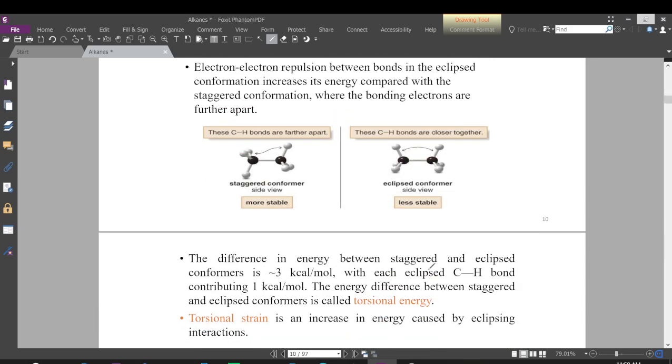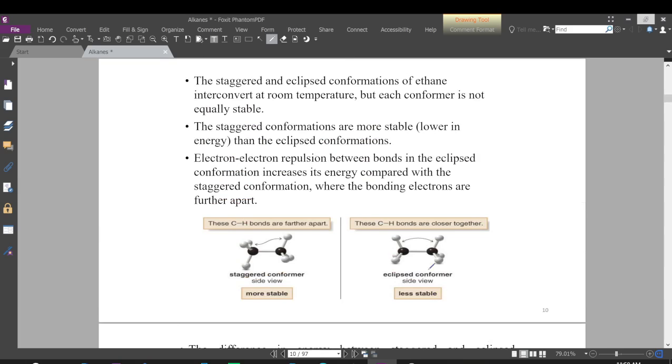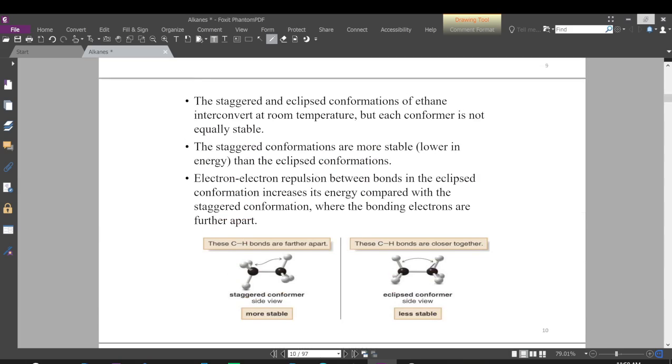Okay, so here we consider the staggered and eclipsed conformations. The staggered and eclipsed conformations of ethane interconvert at room temperature, but each conformer is not equally stable. We can convert staggered to eclipsed or eclipsed to staggered by rotating about 60 degrees about the carbon single bond. That means the staggered and eclipsed are not equally stable.